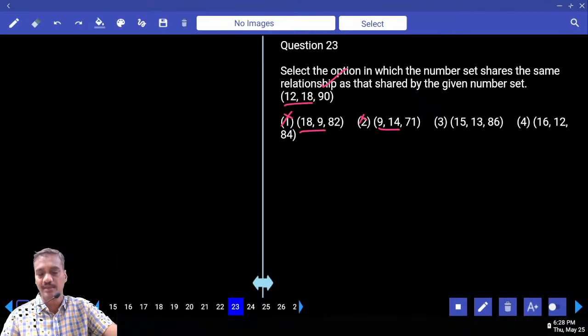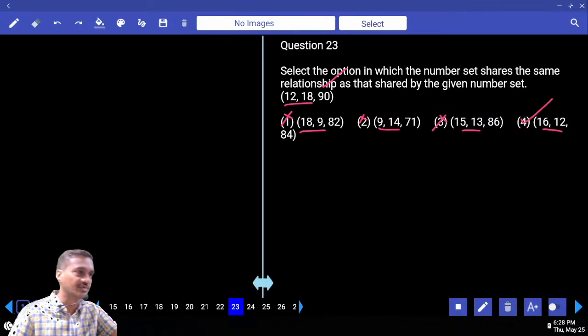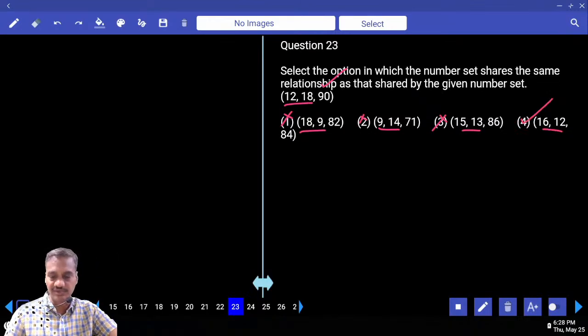23 into 3. Moving on to the next one. 15 plus 13 is 28, and into 3. 86 is ruled out. 16 plus 12 is 28, into 3, 84. Choice for question number 23.